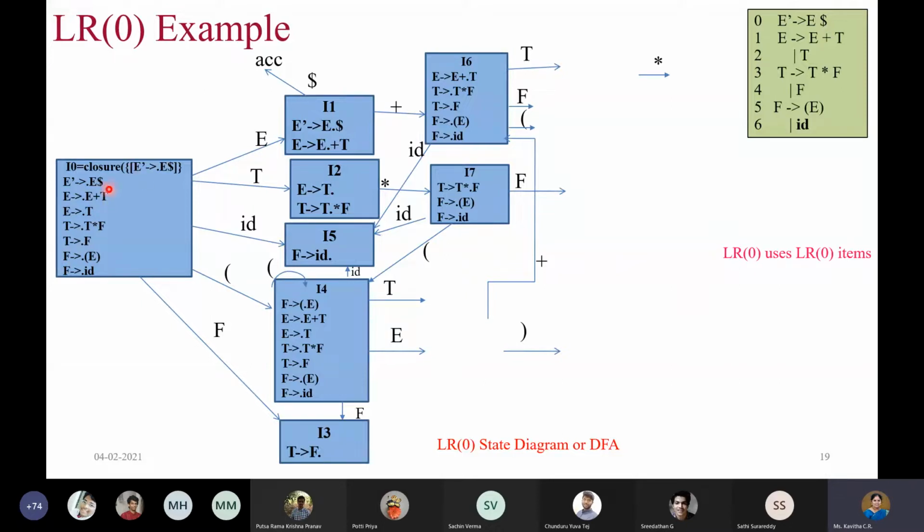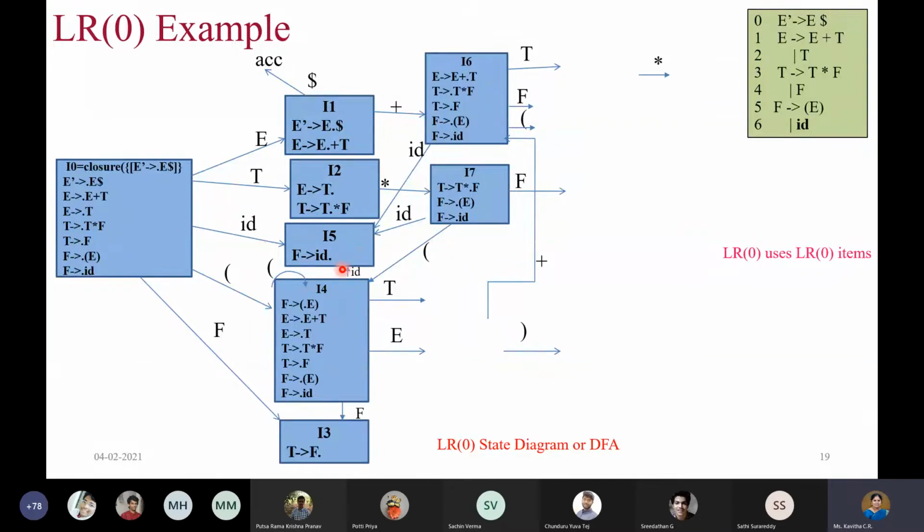Then after this, whenever dot appears before some symbol, it means that you are going to read that symbol. According to the first rule in this state, E has to be read. When you read E, you take all the items that have E to be read, and write a new state, say I1. This is the state I1 after the transition, after reading E. Similarly, after reading T we got I2, after reading F we got I3, after reading open parenthesis we got I4, and after reading ID we got I5.